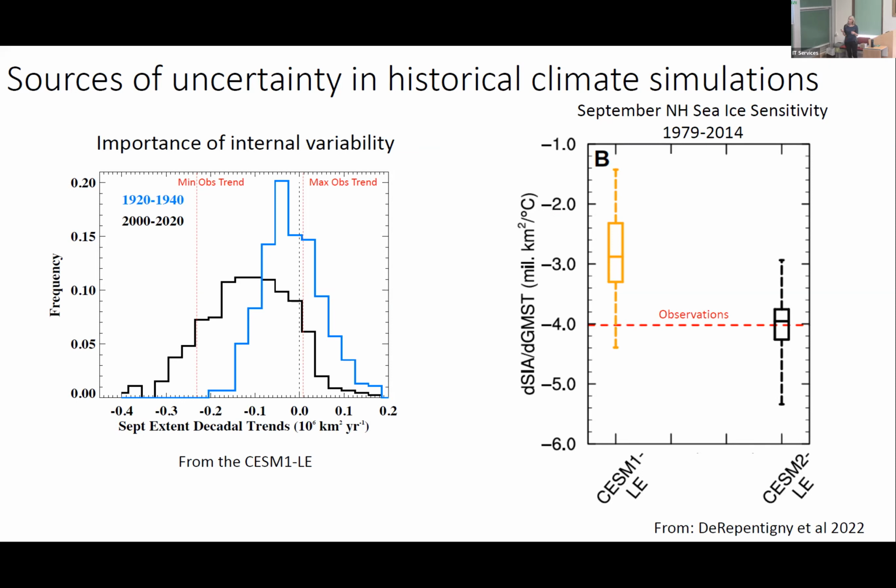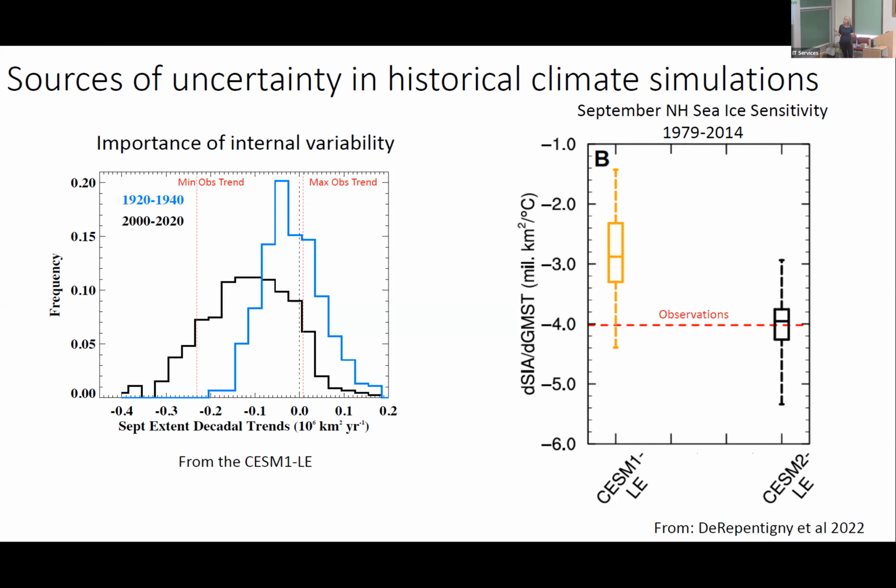There's also, of course, been work looking at the influence of model structural uncertainty. And so this right-hand plot shows the September Northern Hemisphere sea ice sensitivity to global mean surface temperature. So it's just the change in sea ice area per change in global mean surface temperature for this 1979 to 2014 time period for two different models, the CESM 1 large ensemble and the CESM 2 large ensemble. And you can see that the sensitivity, there's of course this wide range. So the box and whiskers are just the interquartile and full range across the ensemble of simulations we have.